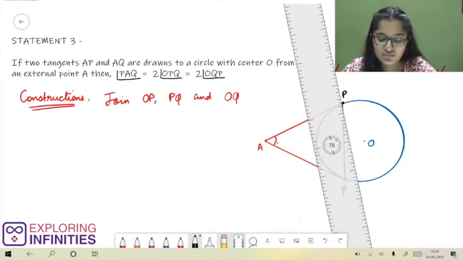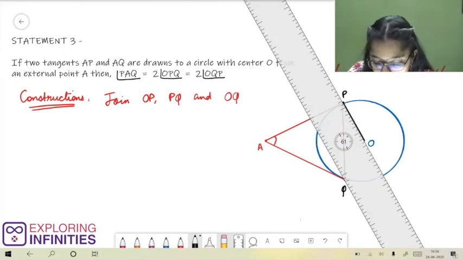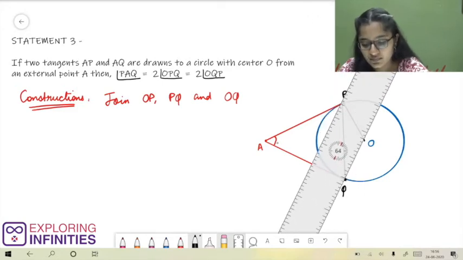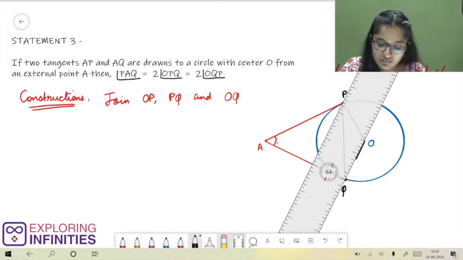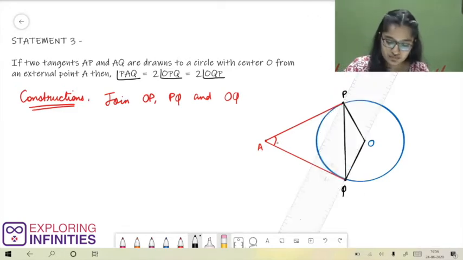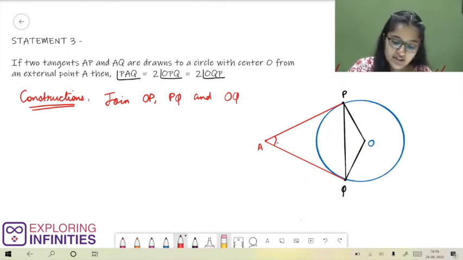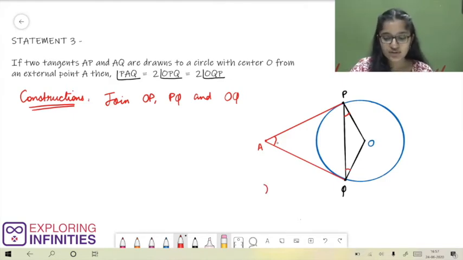This is PQ. Here we have OP and OQ. So our constructions are done. Now this is angle OPQ and this is angle OQP. If we denote all the angles using a single arc, it would give the meaning that all of these angles are equal in measurement. So I will be erasing these arcs now.